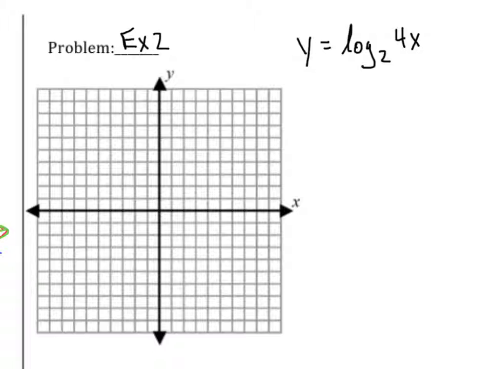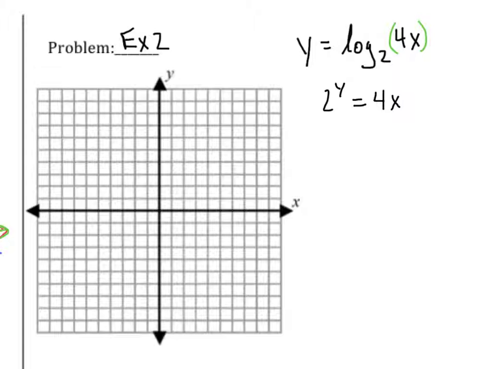In example 2, we have log base 2 of 4x. All right, well, again, this is that same type of situation. We have log base 2 of 4x. The 4x stays together. Okay, so what are we going to do first? Rewrite it. Anybody have? 2 to the y power equals 4x. Okay. Well, next, I want to solve for x.